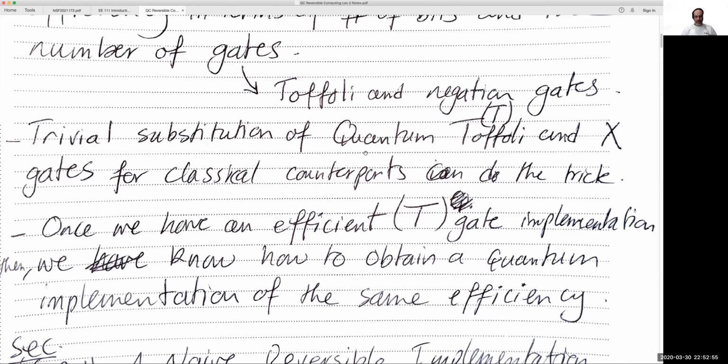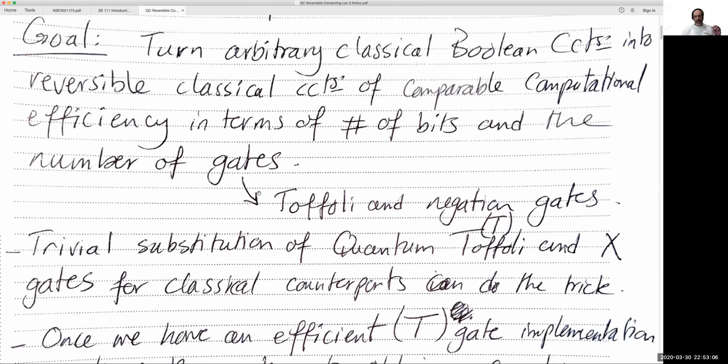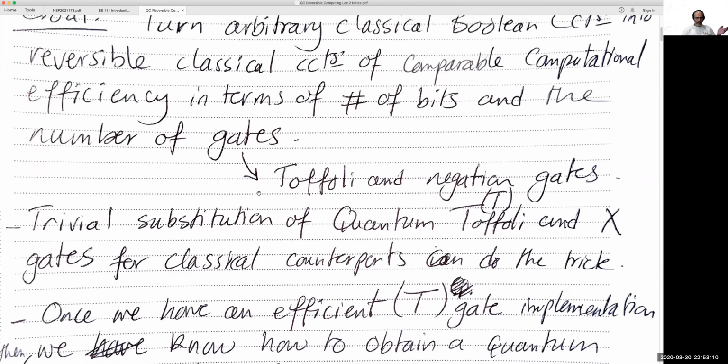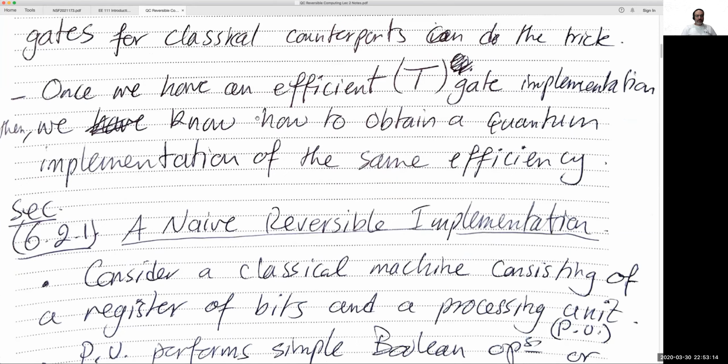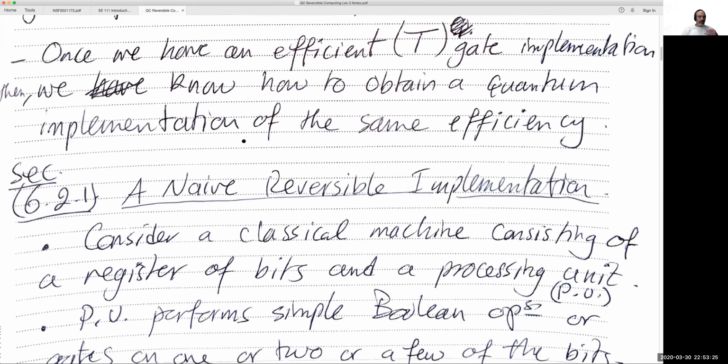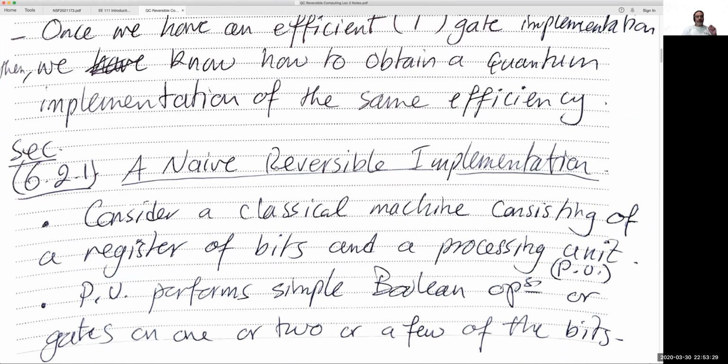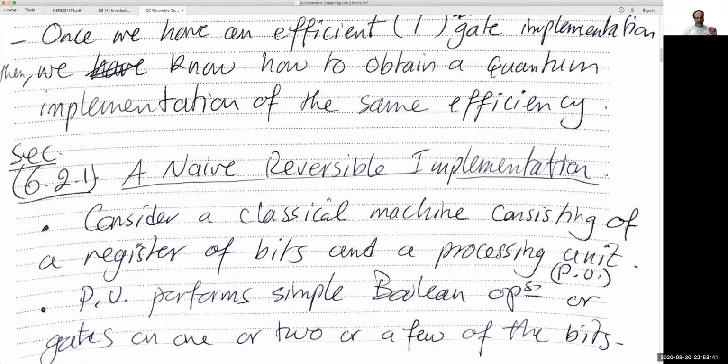So trivial substitutions of the quantum Toffoli and the X gates for the classical counterparts can do the trick of converting a reversible classical Boolean circuit into a quantum counterpart. Once we have an efficient implementation of a Toffoli gate, then we know how to obtain a quantum implementation of the same efficiency. Now, let us move to what is called a naive reversible implementation of classical circuits into quantum circuits.